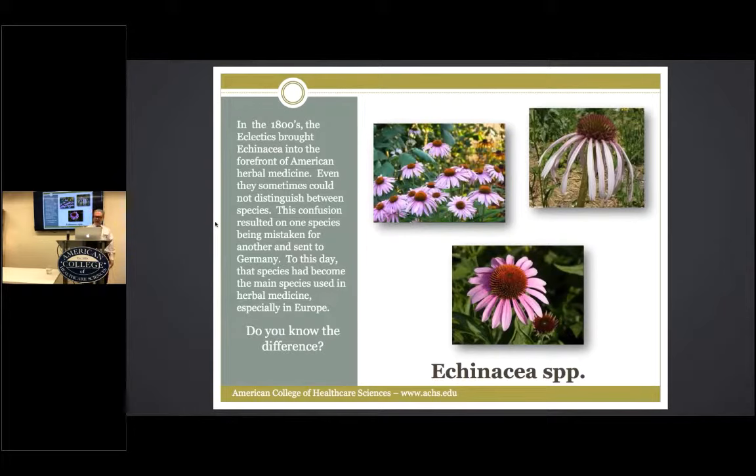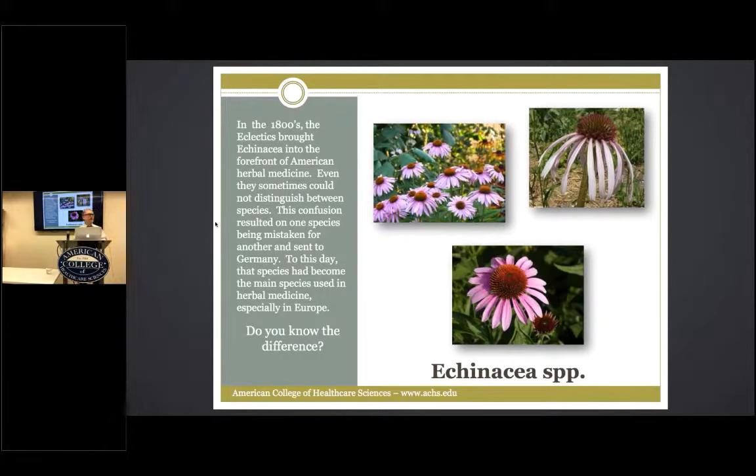Now, Echinacea species, here's an interesting historical thing. Echinacea was a Native American herb that the Eclectics brought into the forefront in American herbal medicine because there weren't antibiotics. I don't want to go into the huge long story of how the Eclectics came to know this plant, but they couldn't necessarily distinguish the species themselves. And there was an error made.